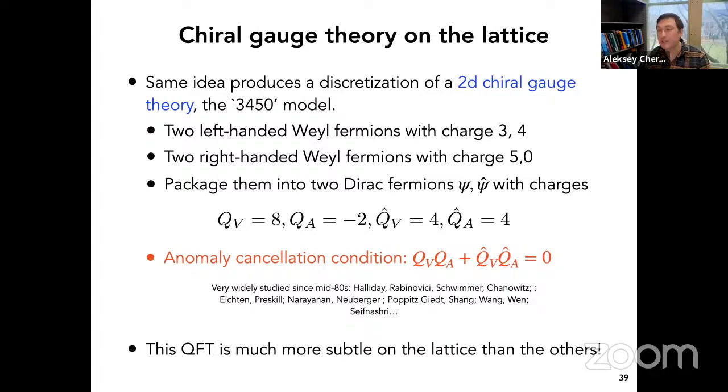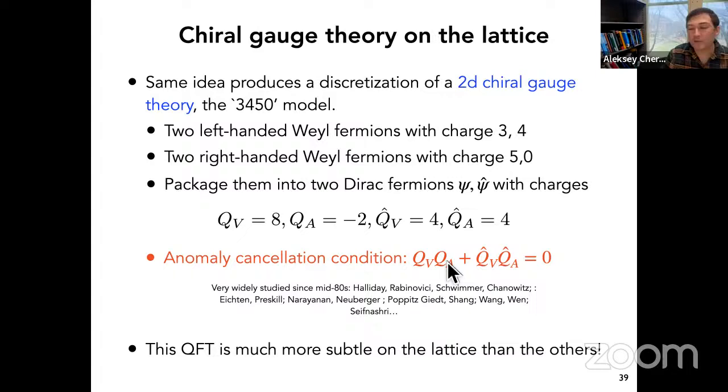So this model has two left-handed Weyl fermions with charges 3 and 4, and two right-handed Weyl fermions with charges 5 and 0. These charge assignments are chosen in such a way that the chiral anomaly cancels completely, and the gravitational 't Hooft anomaly cancels completely if you couple to a dynamical gauge field. Now we can take these Weyl fermions and package them into two Dirac fermions, psi and psi hat. But now the funny thing is that the Dirac fermions have both vector charges and axial charges naturally. So your gauge field is going to need to couple in a vector-like way with charge 8 to one of the fermions and charge 4 in a vector-like way to the other fermion, but it also has axial charge.